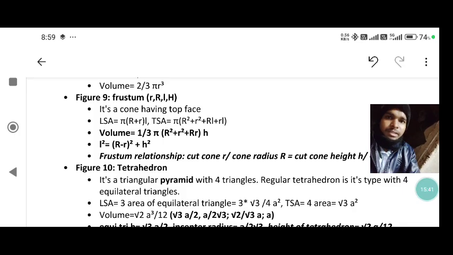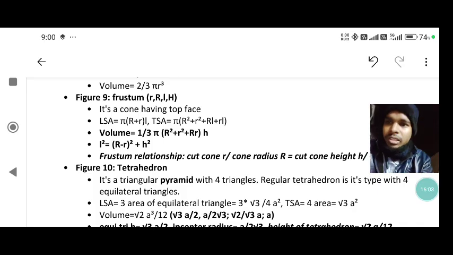And the total surface area. What was the total surface area for a cone? It was pi r into (L plus R). So here the total surface area will be pi r l.